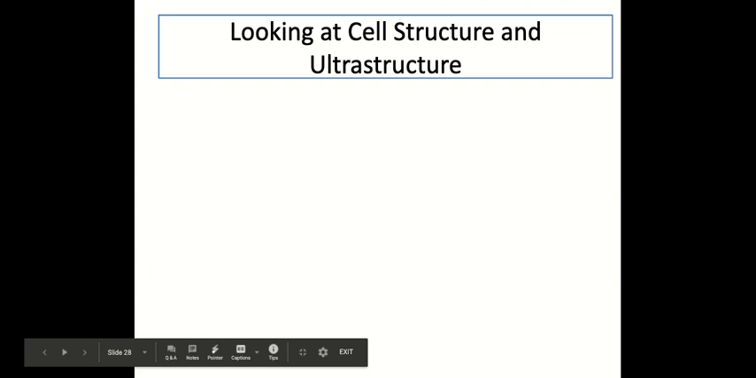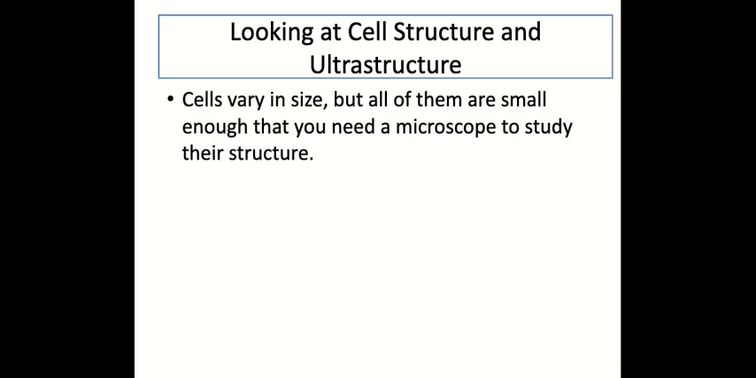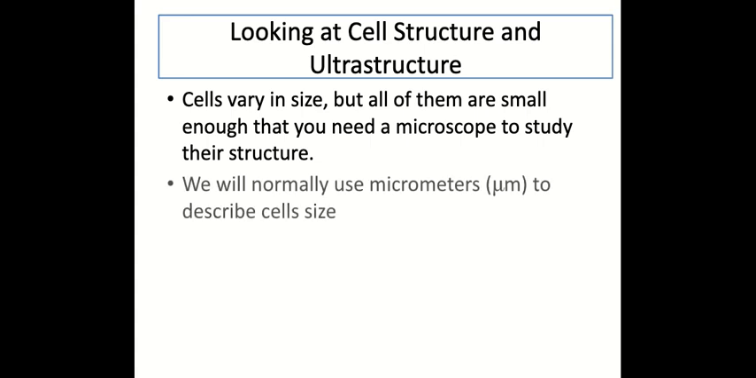Okay, so now what we're going to do is move on and look at microscopes and how we can look at cell structure and ultrastructure. So cells do vary in size, but most of them are small enough that you need to use a piece of equipment called a microscope to study their structure.